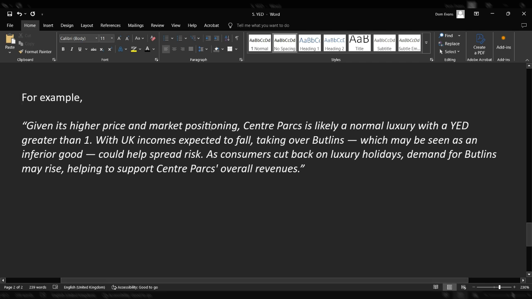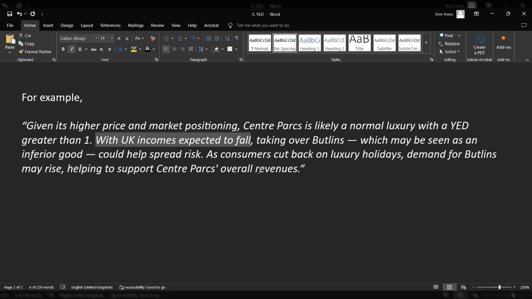Given its higher price and market positioning, Center Parcs is likely a normal good with a YED greater than 1, with UK incomes expected to fall. Taking over Butlins, which may be seen as an inferior good, could help to spread risk. As consumers cut back on luxury holidays, i.e. Center Parcs, demand for Butlins may rise, helping to support their overall revenues. All right, so that's a nice little chain of argument showing the examiner that you understand YED.